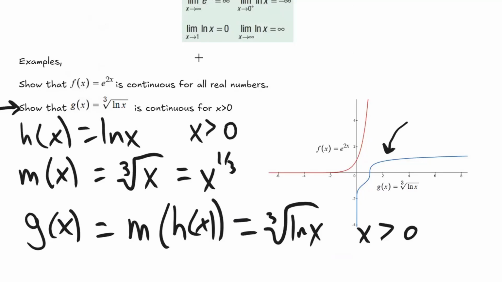For both of these examples, we were basically trying to find what are the basic functions that are being used here and what kind of combinations are being used to produce this function, and how does that relate to the limit properties that we've done.